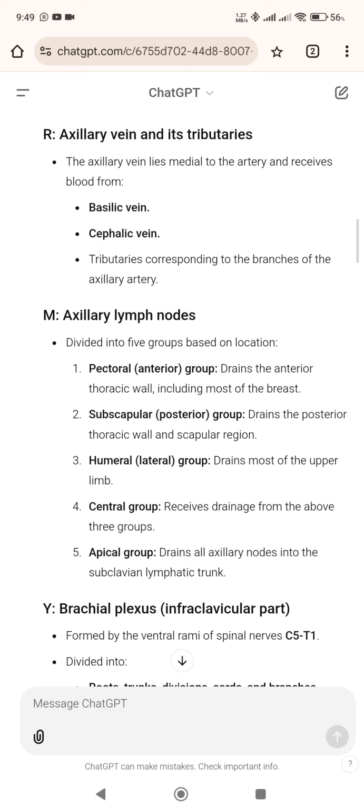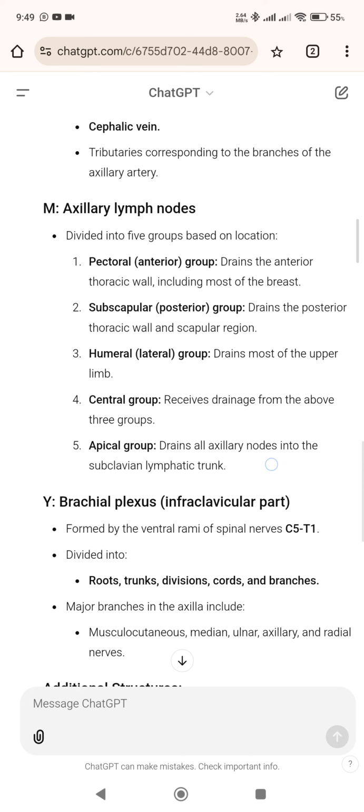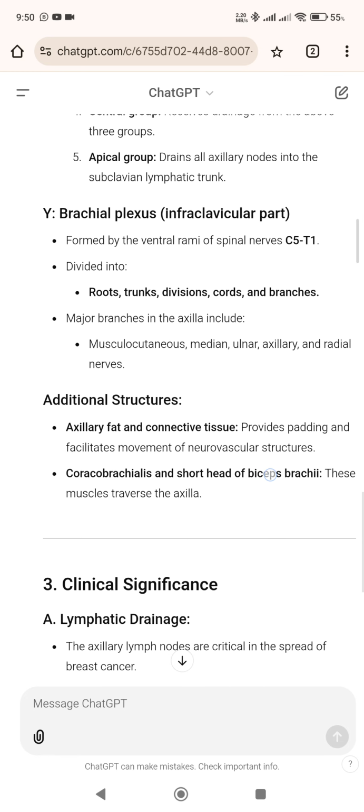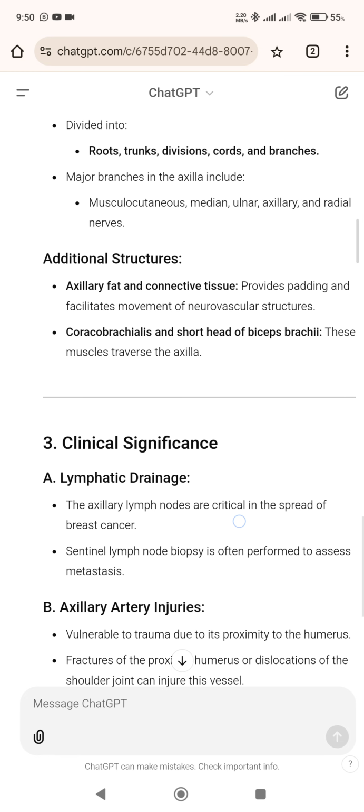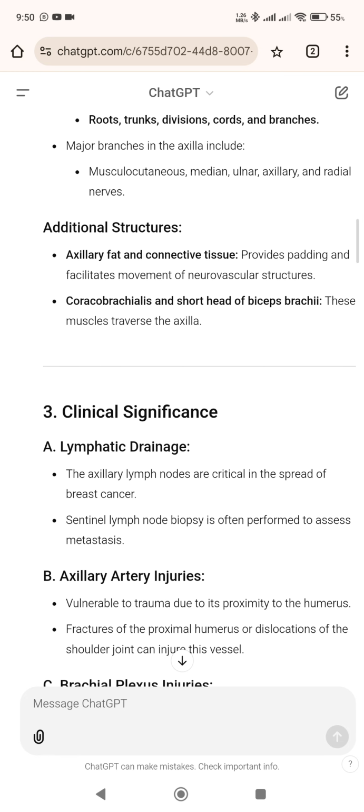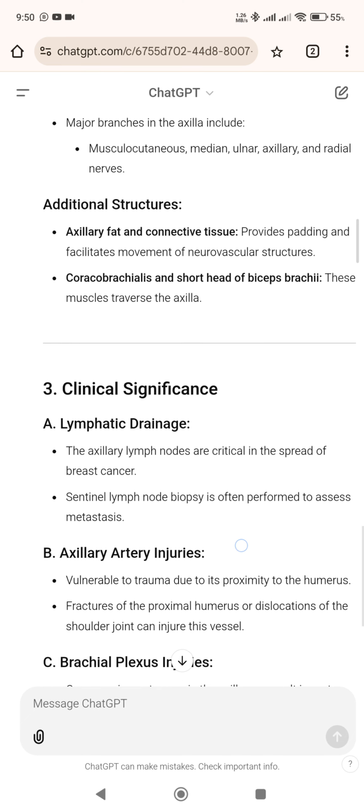N, brachial plexus, infraclavicular part, formed by the ventral rami of spinal nerves C5 to T1, divided into roots, trunks, divisions, cords, and branches. Major branches in the axilla include musculocutaneous, median, ulnar, axillary, and radial nerves. Additional structures: axillary fat and connective tissue provide padding and facilitate movement of neurovascular structures. Coracobrachialis and the short head of biceps brachii. These muscles traverse the axilla.